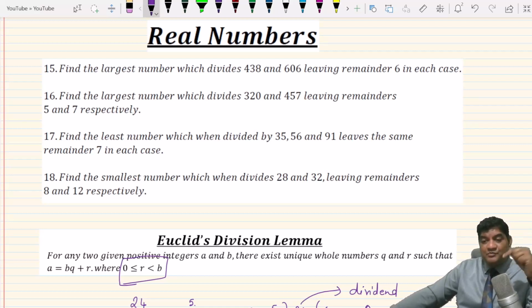So 35 is supposed to divide something, 56 is supposed to divide something, 91 is supposed to divide something, which basically means the number is greater than all of these numbers. And if the number that we're looking for is greater than all the numbers given to us, then we basically go for the LCM.